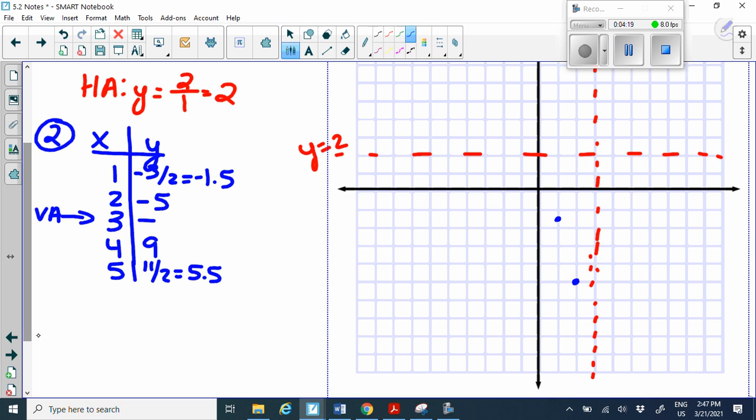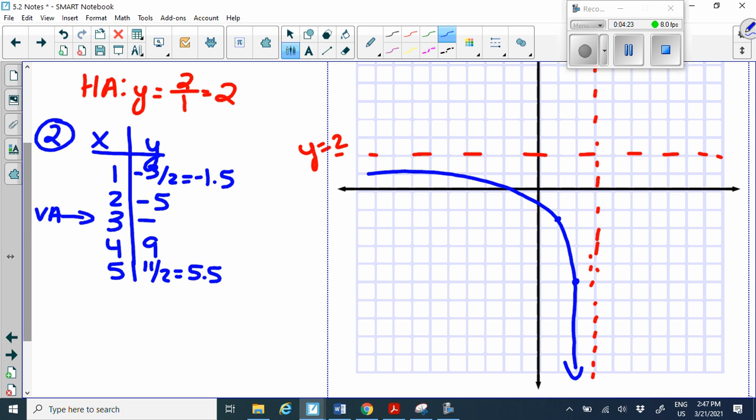So we know that our graph doesn't cross or touch. There we go. Okay. So remember, you should have a curve for your branch, and remember the graph should never cross or touch your asymptotes.